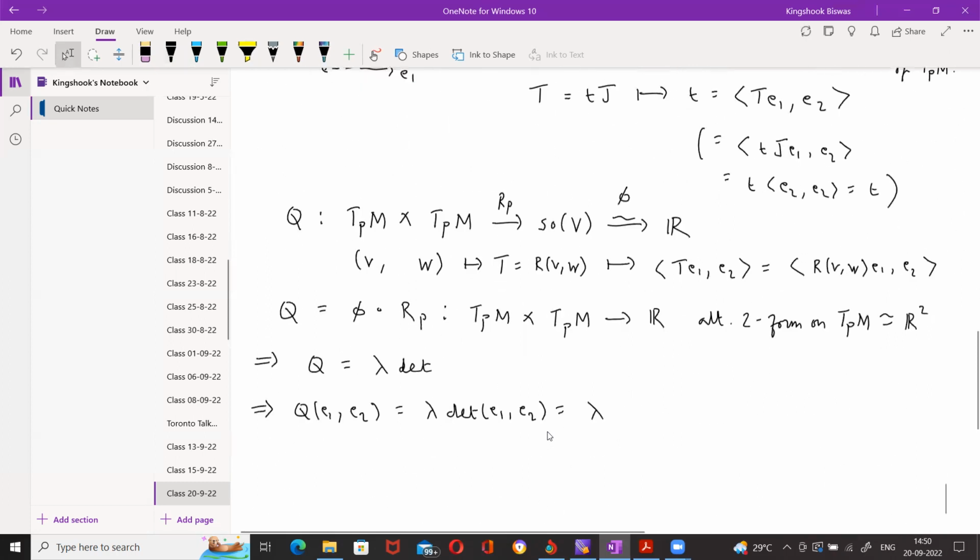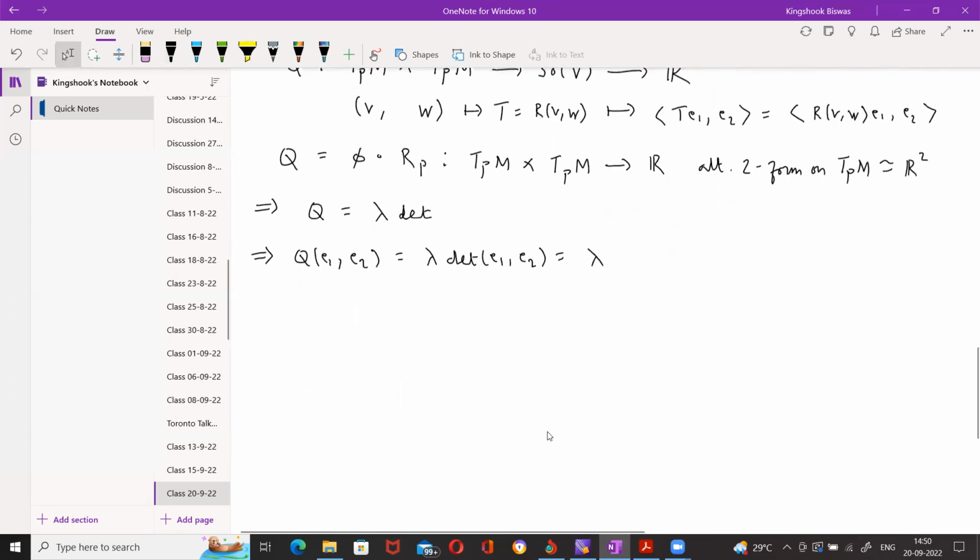So lambda is therefore Q of E1, E2. What is this Q of E1, E2? Look at the definition of Q. It's going to be the inner product of R of E1, E2 applied to E1, inner product E2.